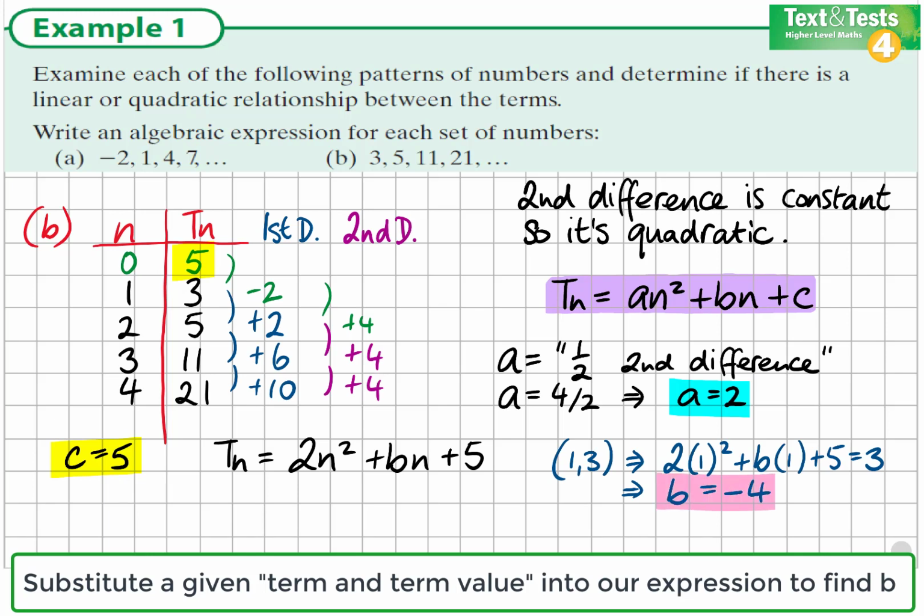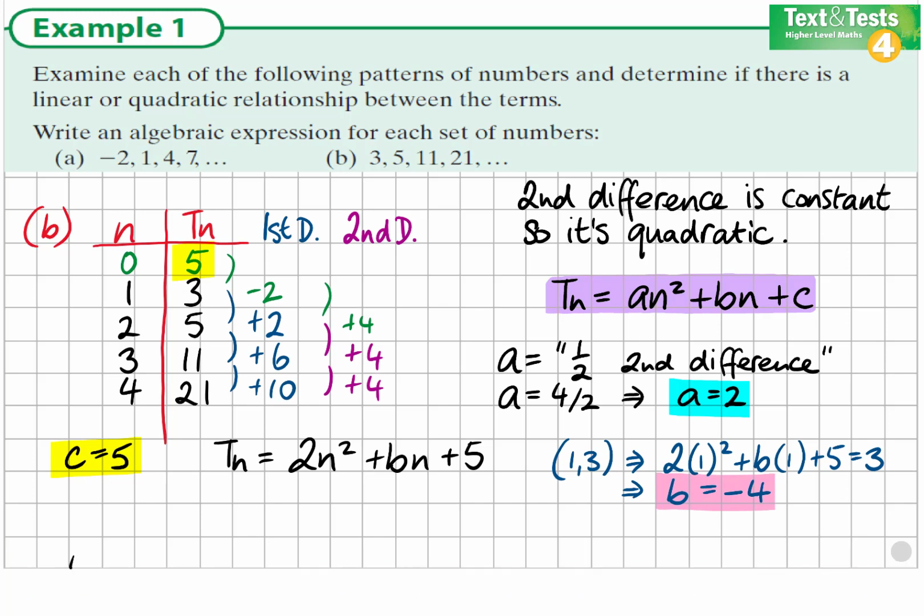So we've answered the question at this stage. We know what a, b, and c are. So we can give an algebraic expression for this quadratic. So a is 2, so we have 2n squared. B is -4, so it's -4n. And c is +5.